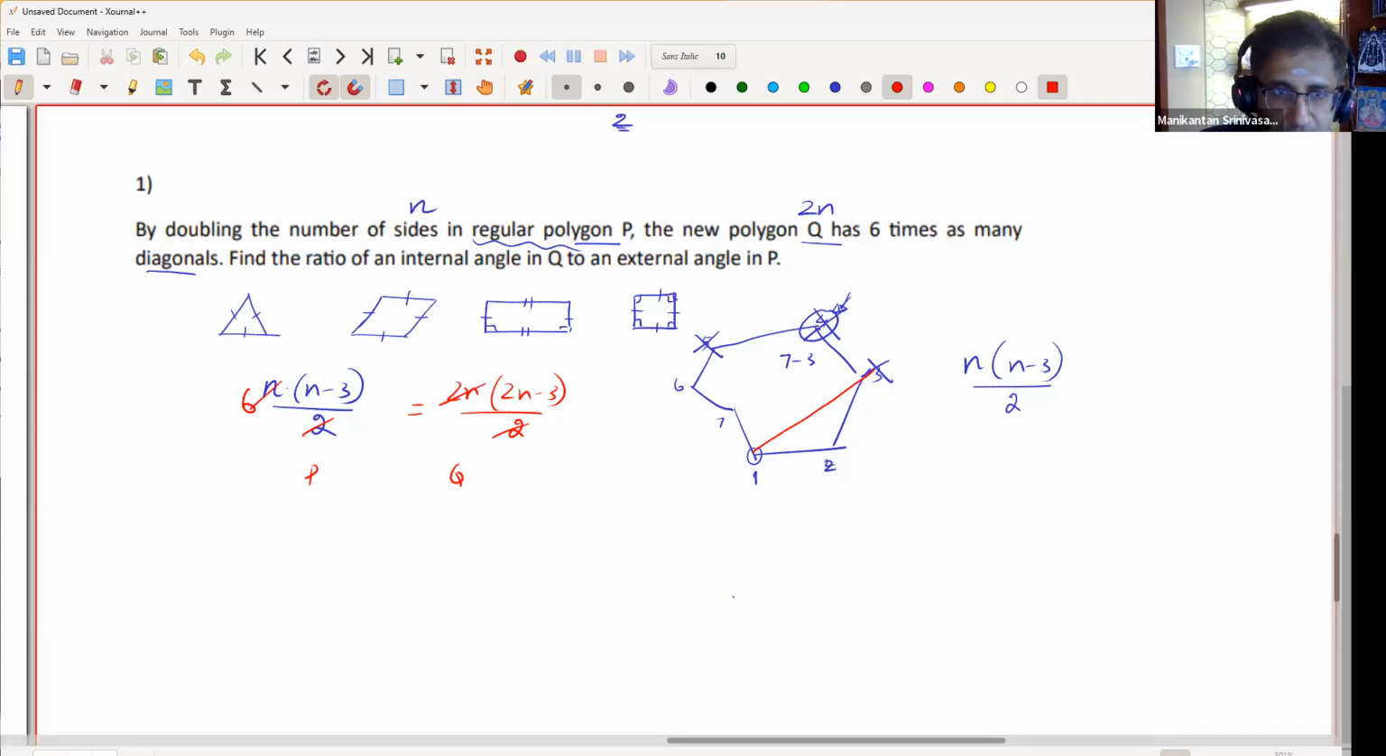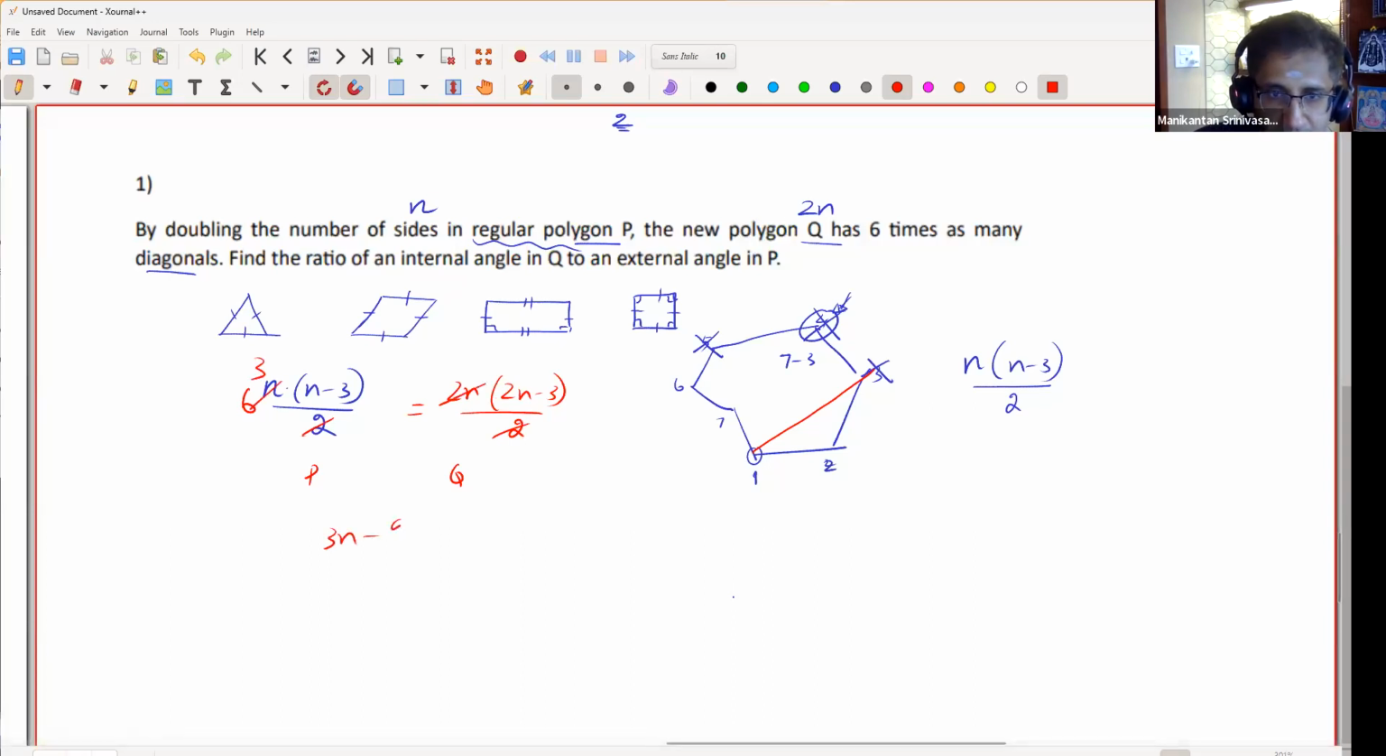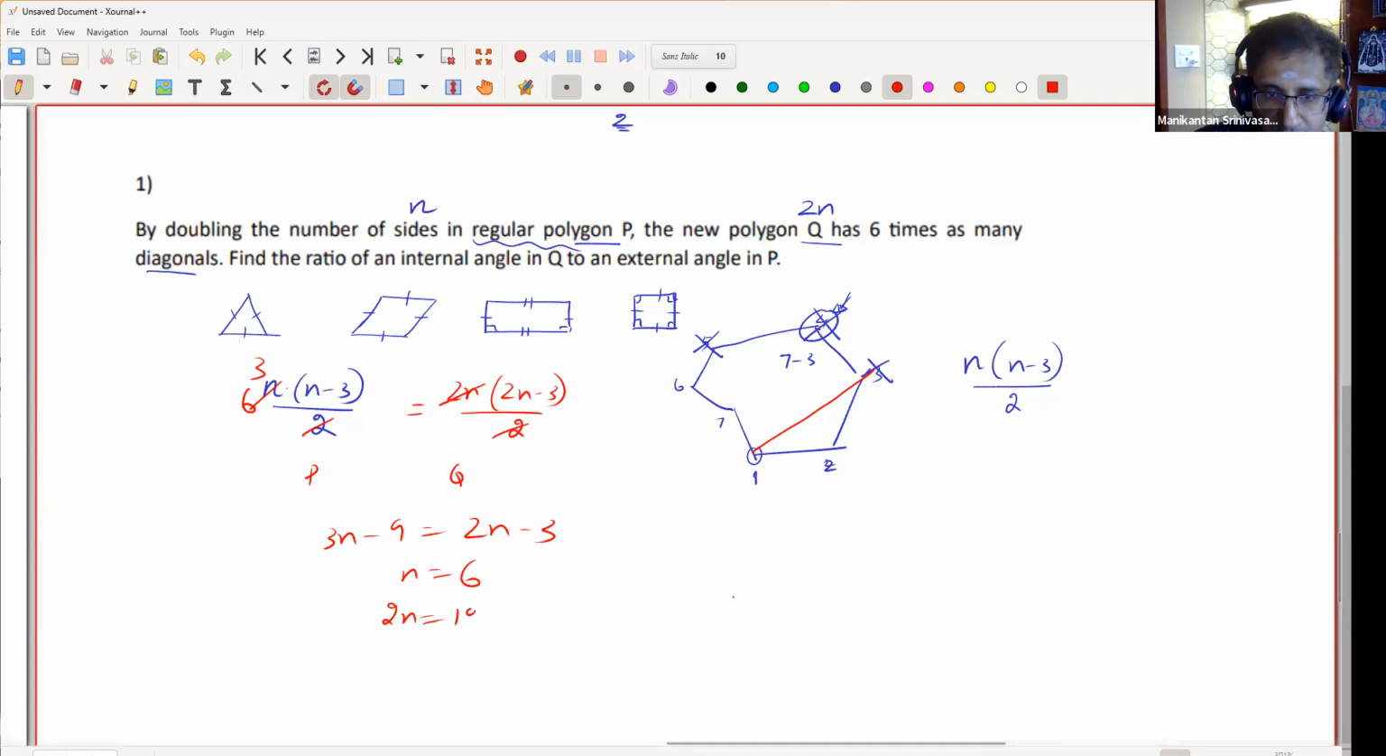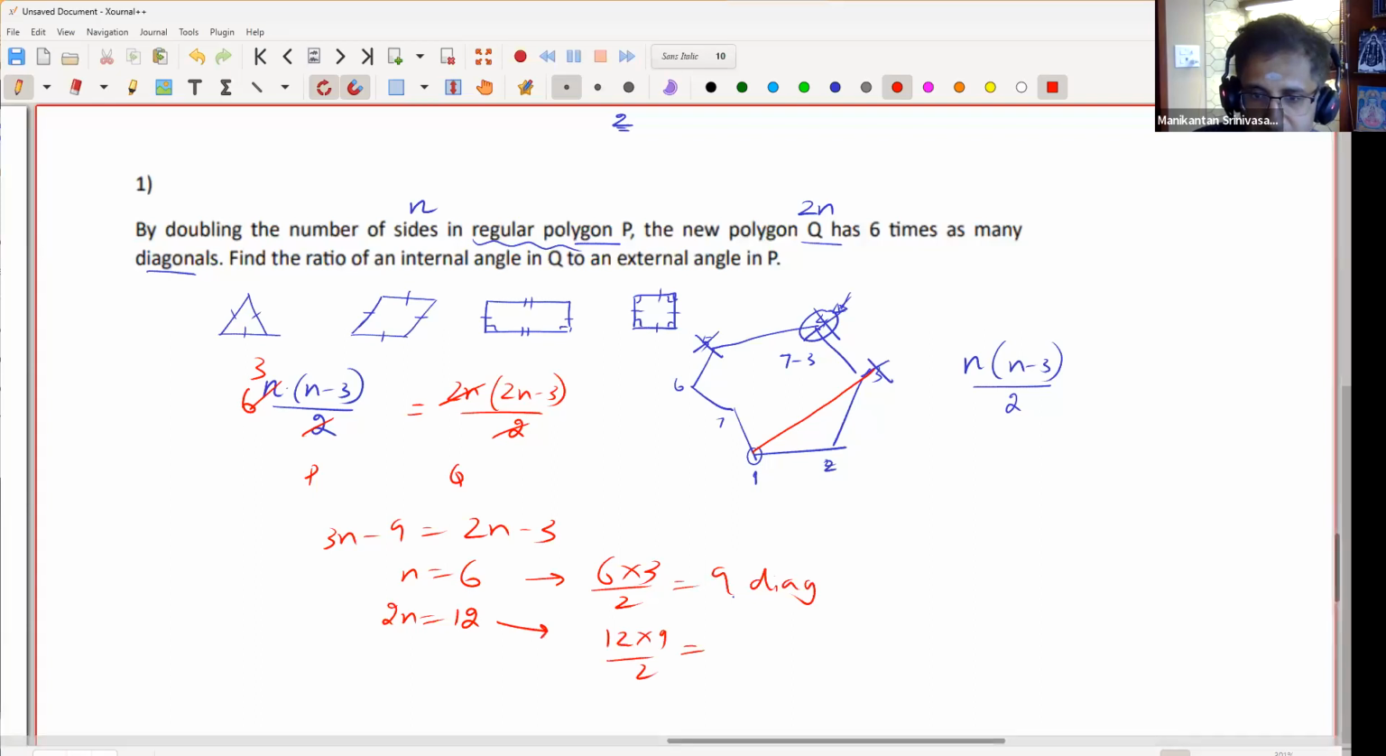6n gets cancelled with 3. So I have 3n minus 9 equal to 2n minus 3. So n equal to 6 and 2n equal to 12. Okay, and we can quickly verify: for a 6-sided polygon, it has 6 into 3 divided by 2, which is 9 diagonals. And for a 12-sided polygon, you have 12 into 9 divided by 2, which is 6 into 9, 54 diagonals. And sure enough, it's increased by 6 times.